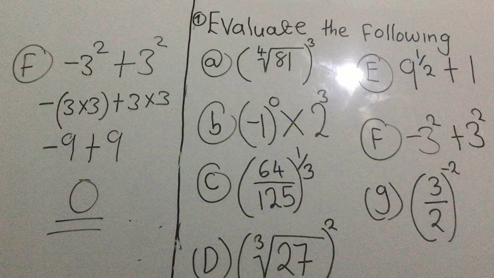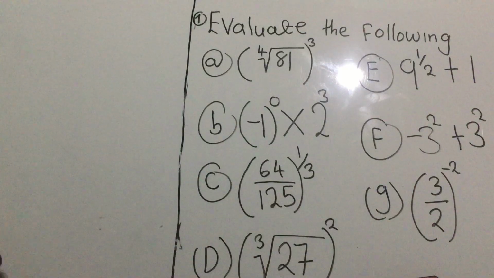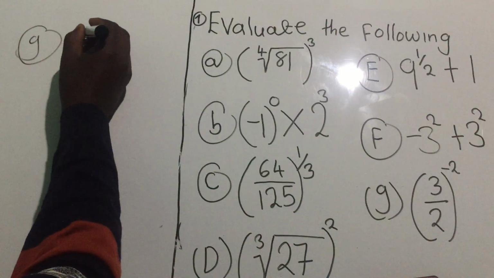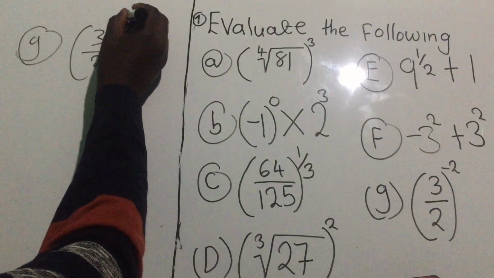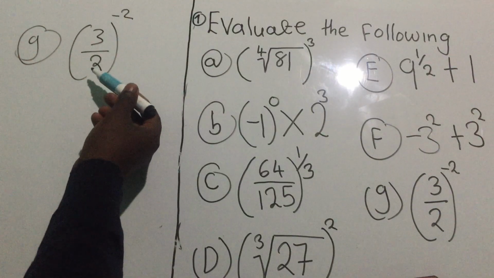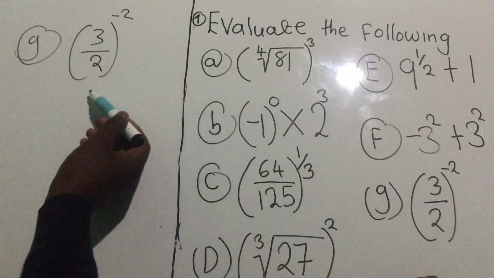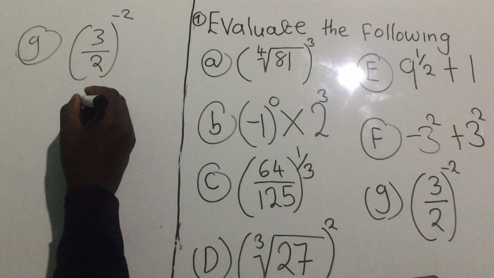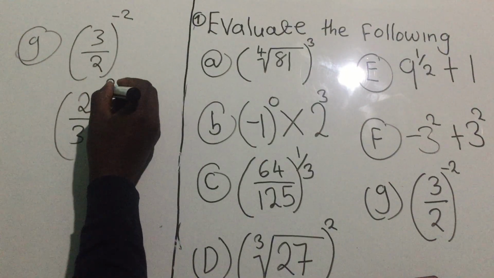We come to the last one, which is G. So this one says evaluate G, which is 3 over 2 to the power negative 2. This is the question. So once you see that the power has a negative, the first thing you do, you change the numbers. 2 will go up, 3 will come down. Why are you doing this? You want to get rid of the negative. So 2 will be up, 3 will come down, and the power will be positive 2.